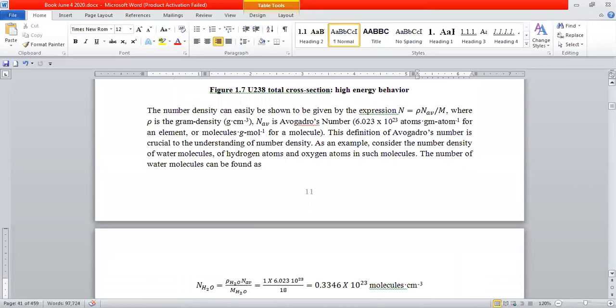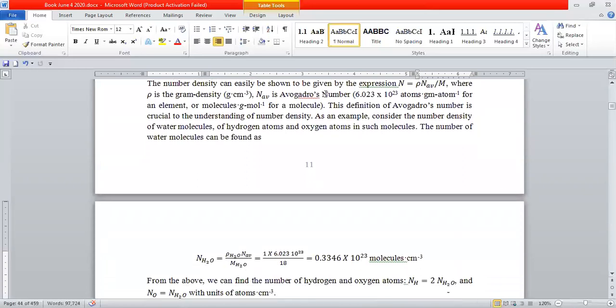So now let's see how you can calculate the number density. It's so important to get the interaction cross section, big sigma, for any interaction. Now, you know Avogadro's number, it says that there are 6.022 times 10 to the 23 atoms per gram atom for an element, or 6.022 times 10 to the 23 molecules per gram molecule for anything in nature. So that's what Avogadro's number is. And from there, given its density and its molecular weight, you can find the number of atoms or the number of molecules.